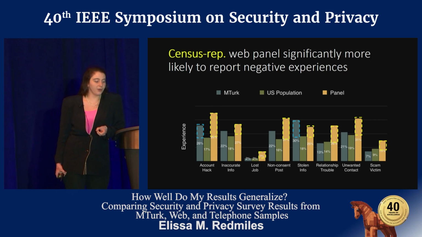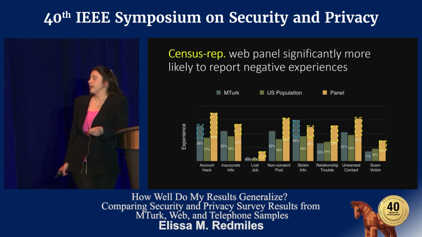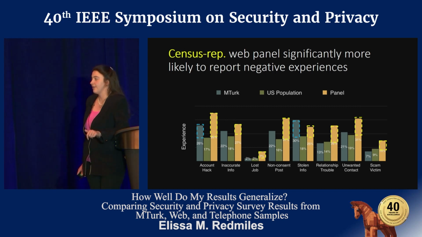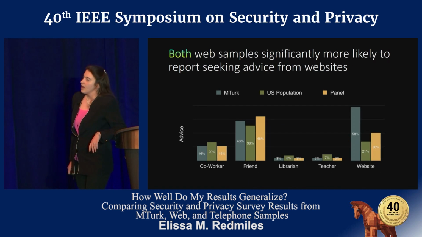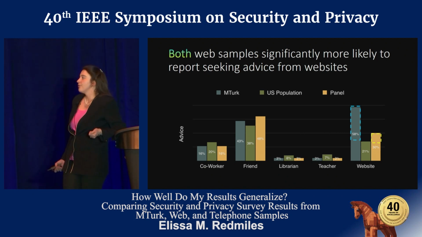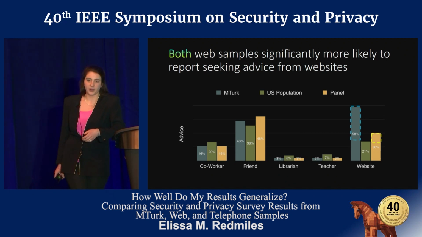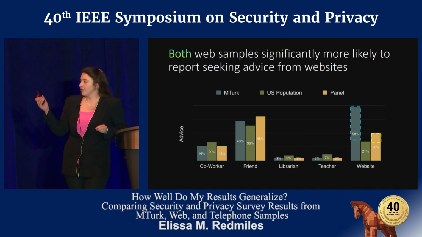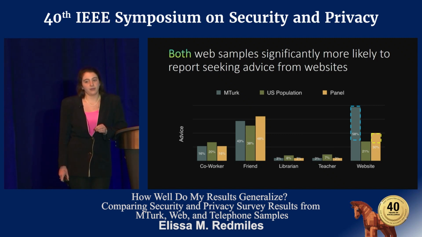Amazon Mechanical Turk workers were more likely to report account hacks or having their information stolen, but equally as likely as the general population in the other categories. Both of the web samples were significantly more likely to report seeking advice about protecting their information from websites, which is perhaps not surprising given that they are online far more and report more web use. And this is especially true for the Amazon Mechanical Turk workers.